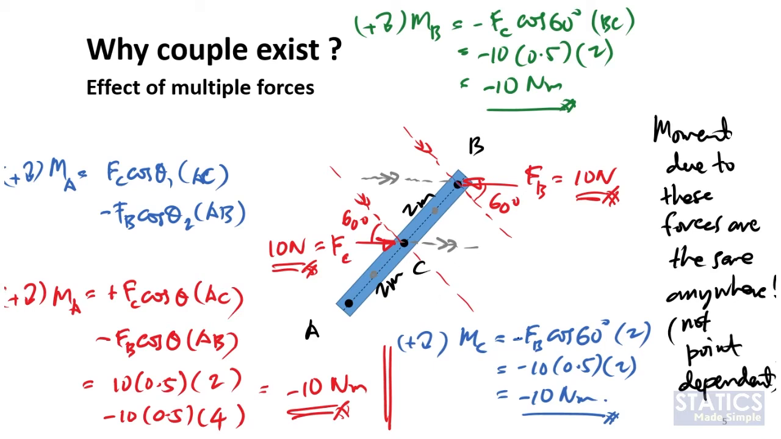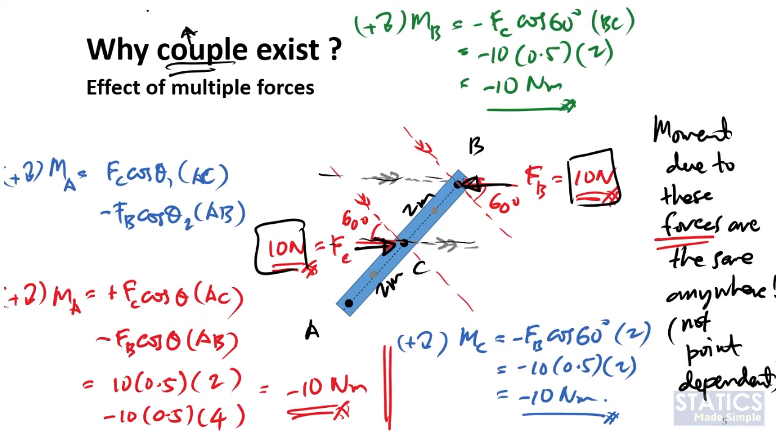Okay, so the moment is not point dependent. Previously, our moment would depend on the location where we take our moment. Now it is no longer point dependent, provided that we have these forces, and these forces should have equal magnitude, opposite direction, and act along parallel lines of action. Once this condition is met, we have what we call a couple.